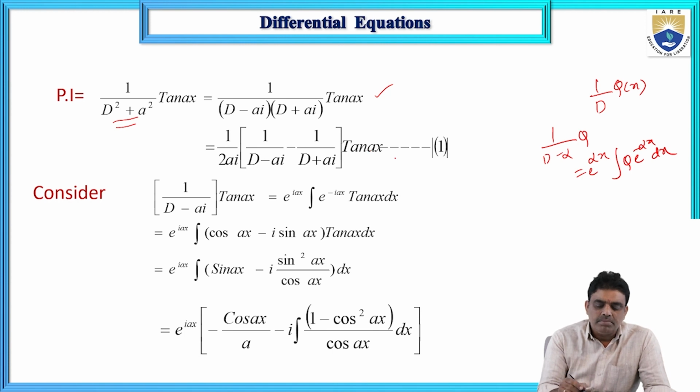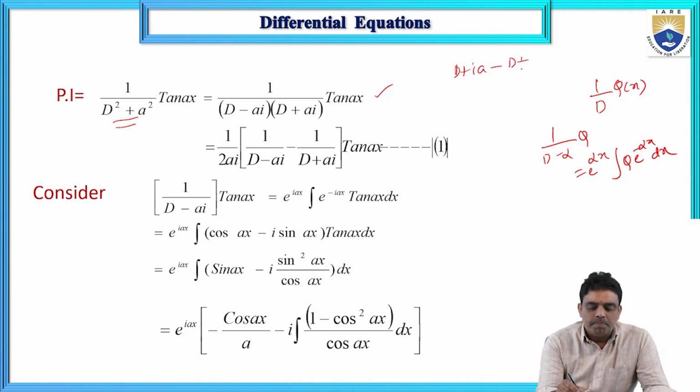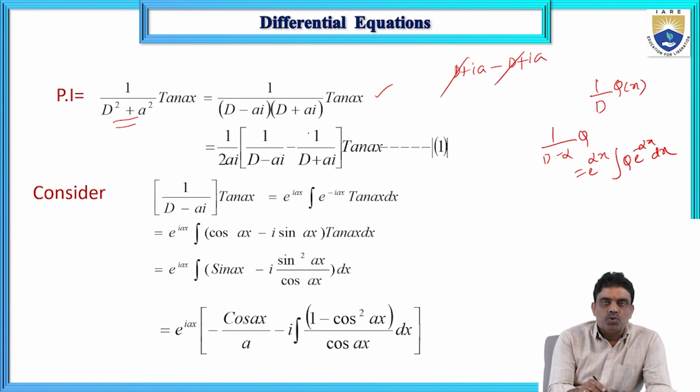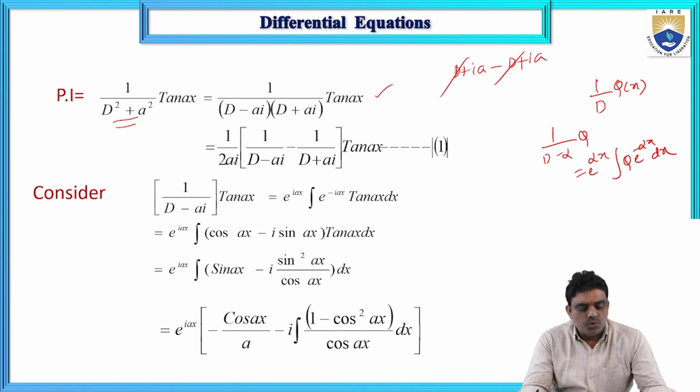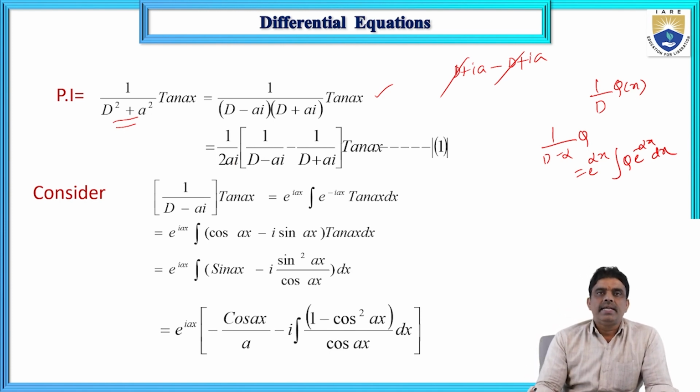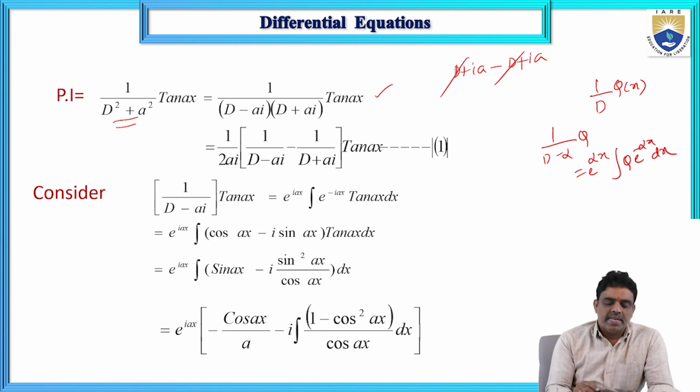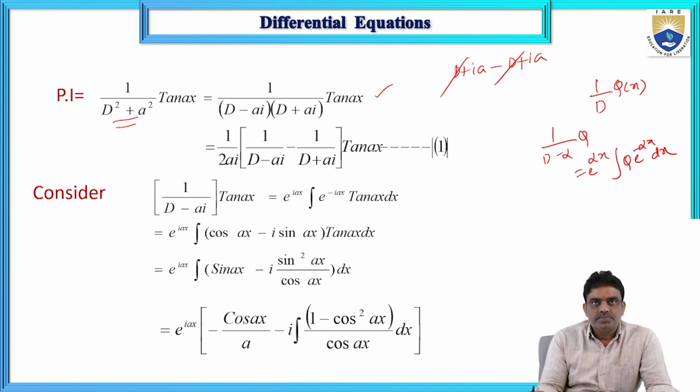So, on taking LCM, the numerator will be (D plus ia) minus (D minus ia). So D gets cancelled. In the numerator, we will have 2ia. That's why I divided with 2ia. So, 1 by 2ia into [1 by (D minus ia) minus 1 by (D plus ia)] of tan ax.